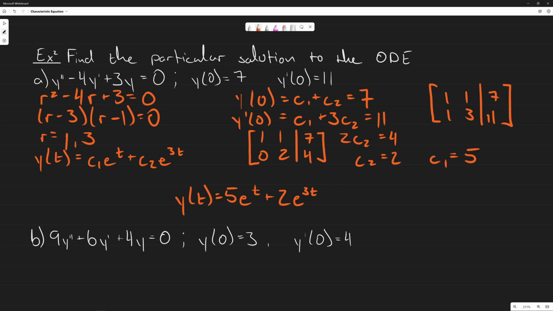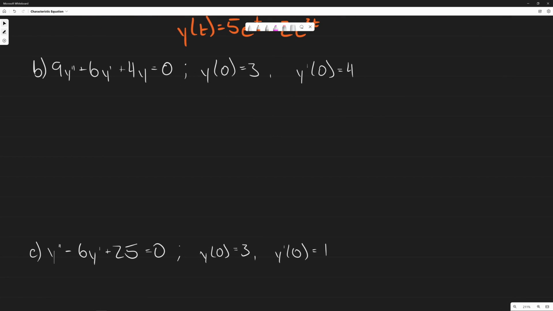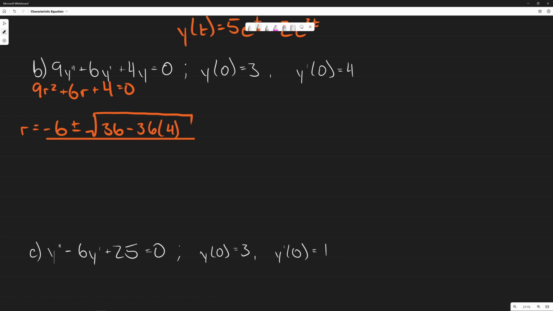So we can go ahead and do the rest of them, which shouldn't take that long. For this one, the characteristic equation is 9r squared plus 6r plus 4 equals 0. I can't think of a way to factor this, especially with this 9, so I'm just going to use the quadratic formula. This would be negative 6 plus or minus the square root of 36 minus 36 times 4, all over 2a, so 2 times 9, which is 18.